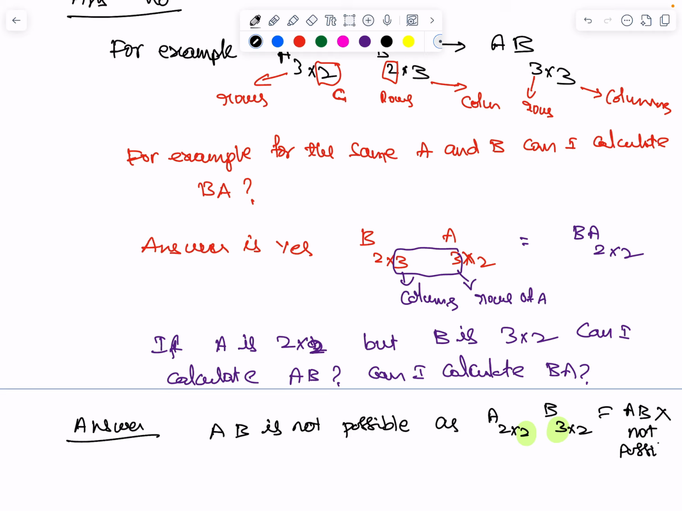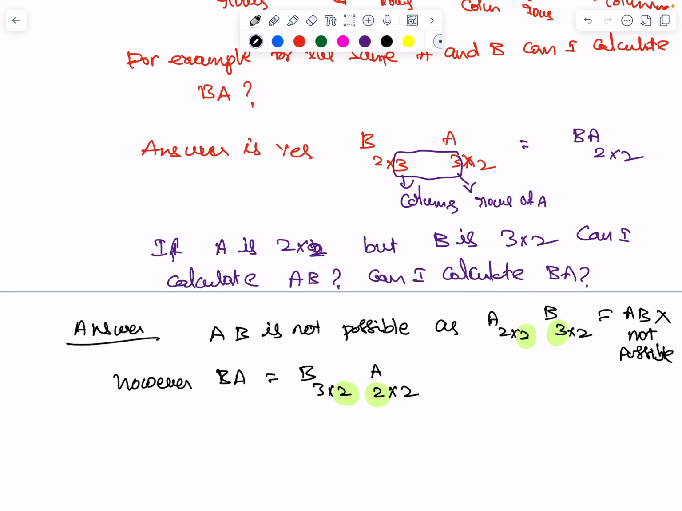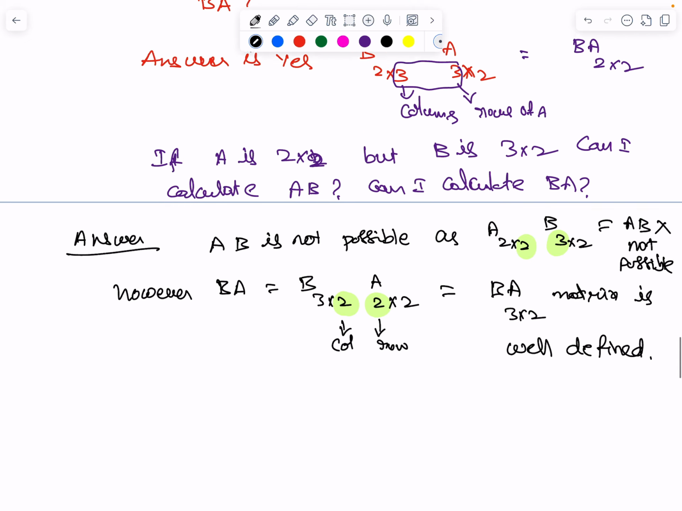However, if you look at BA, B is a 3 by 2 matrix, A is a 2 by 2 matrix. Now you look at this, here you have 2 and 2, both are matching. That is, columns of B and rows of A are matching. That is giving BA as a 3 by 2 matrix. It is well defined. In the previous case it was not defined. Now it is well defined. So examples we will see.